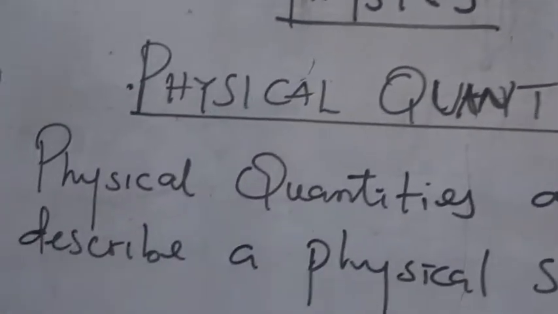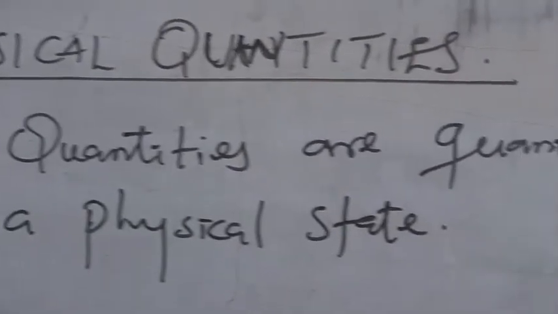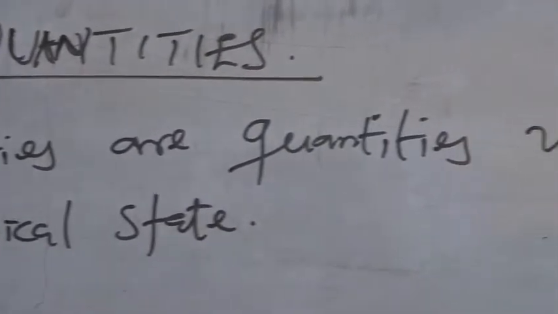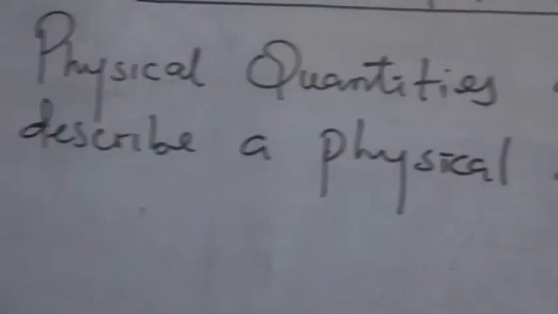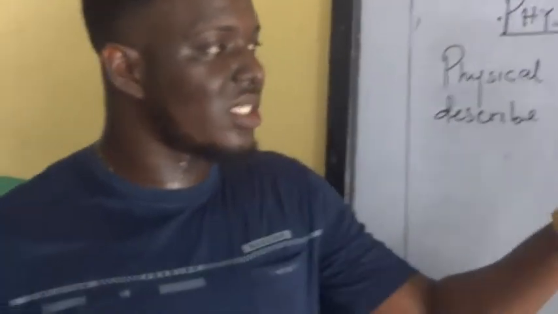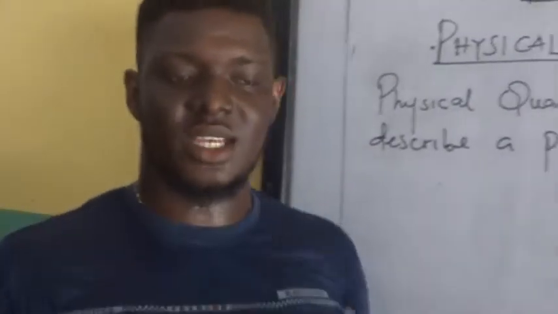I will be taking you physics, and the topic that we have here is physical quantities. As you can see written on the board, we have that word. Physical quantities are quantities used to describe physical states. Now, as a physicist, we have a lot of things that we use to communicate to what? A fellow physicist. An engineer communicates to a fellow engineer, and everything encompasses what? Measurement.